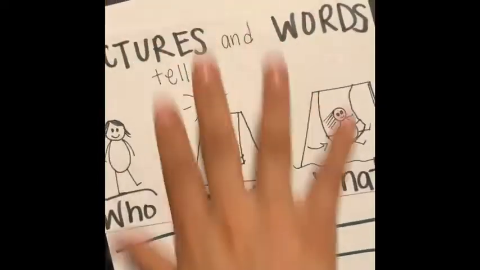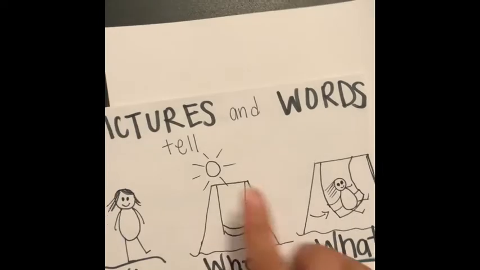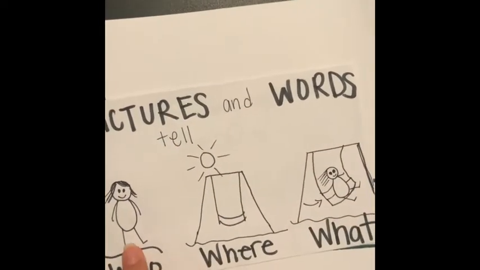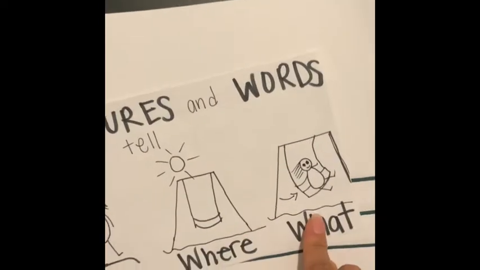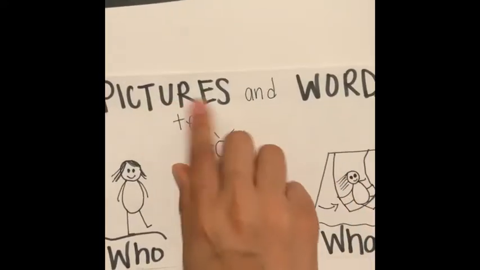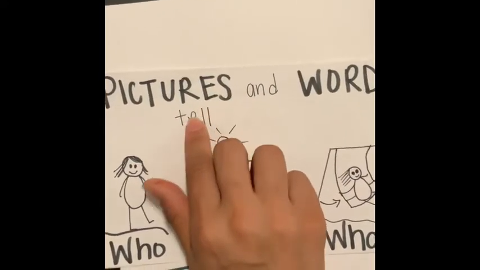And then our next part is to tell our story in pictures and words. Remember, you have to tell who was there, where you were, and what you were doing. So I like to start with my pictures first before I go back with my words, because sometimes it's hard to remember all the parts that you said in your story. So I'm going to start with my pictures.